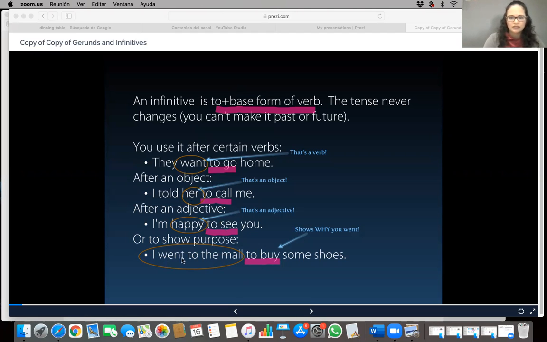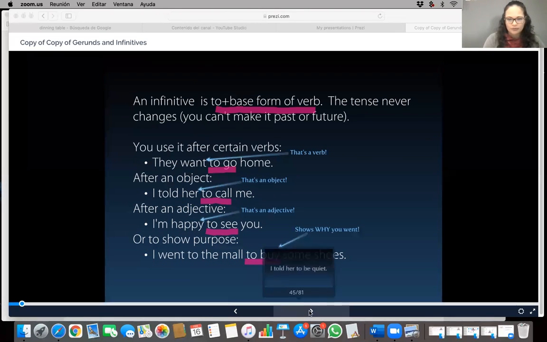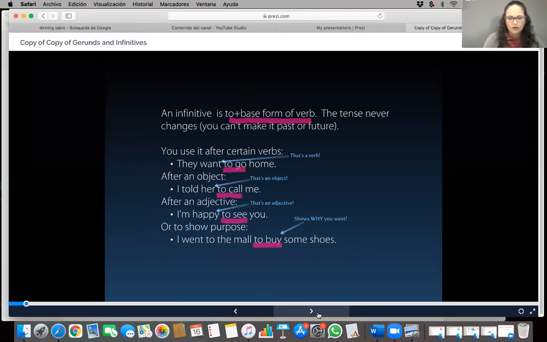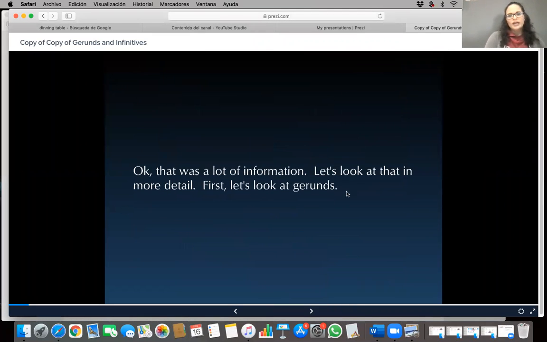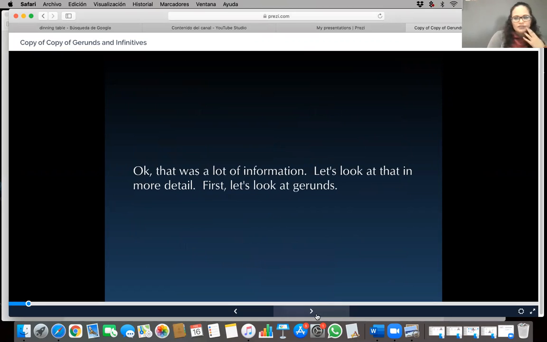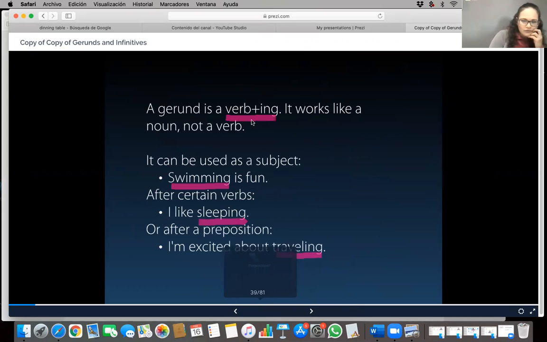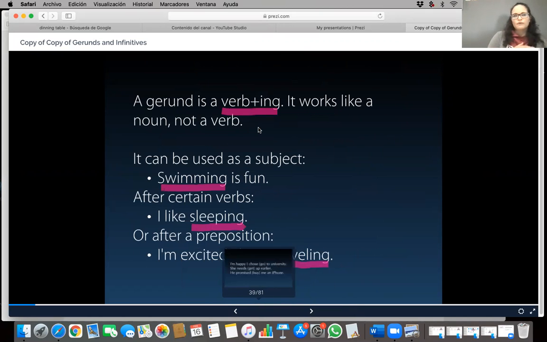Okay, so this is the example. And as you go on in the presentation, you will see a couple of more examples. All right, I'll show you in just a minute. Okay, and then the next one is the gerunds. Okay, and so right here, the infinitive has four different rules, and the infinitive is formed by a particle and a verb in the base form.